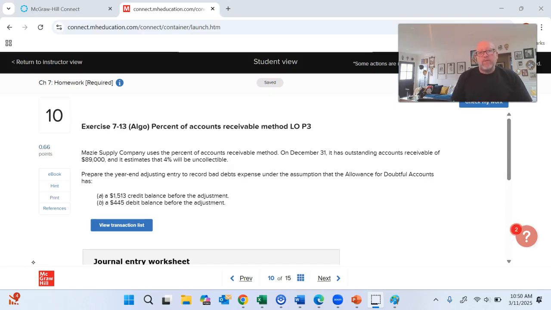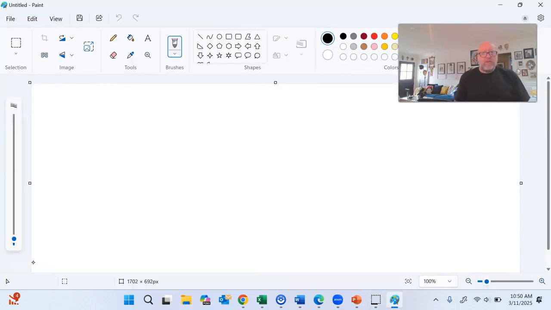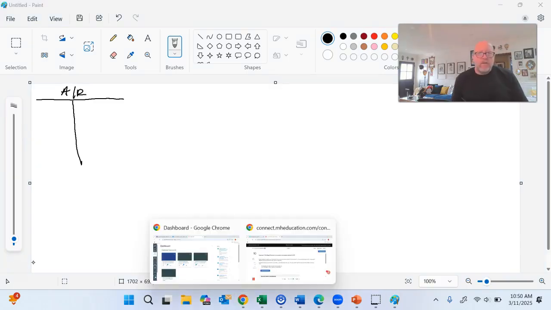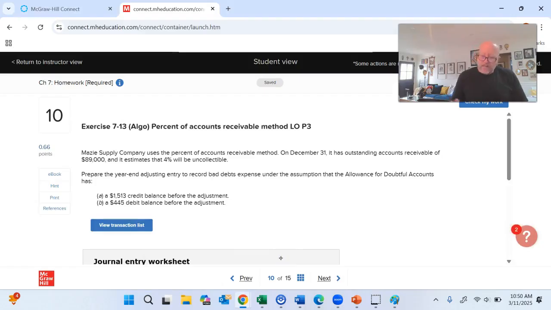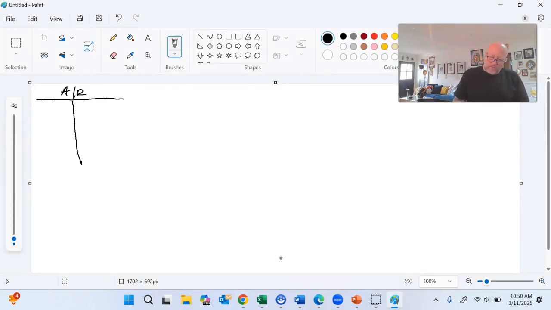the following. First scenario, the allowance for doubtful accounts has a $1,513 credit balance, and then scenario 2, it would have a $445 debit balance. Okay, I'm going to go back to my screen, and we said that accounts receivable has a, what was the amount? I think it was 89,000. So we've got 89,000 here.